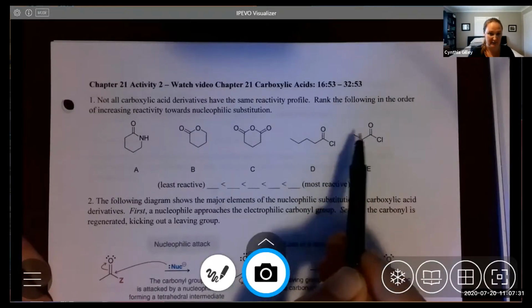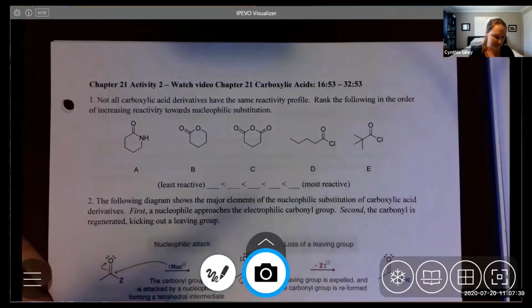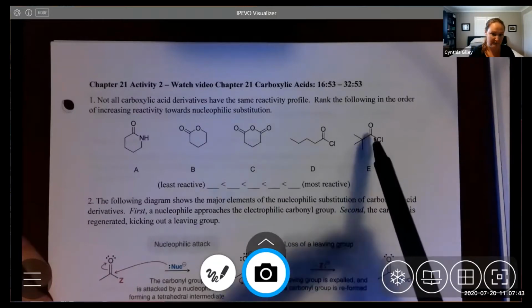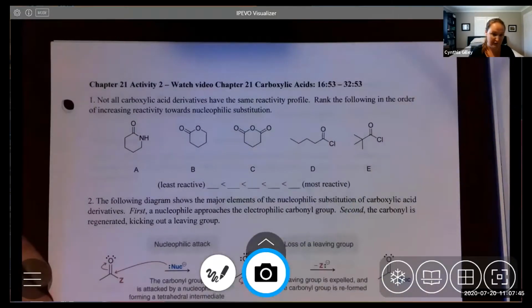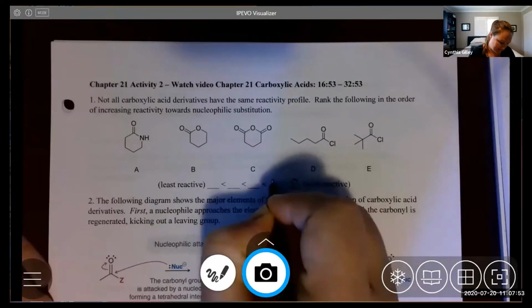So the rate will not be as fast because there'll be some hindrance towards the nucleophile coming in, because it comes in at a 120-degree angle, kind of like on the front or the back side of that planar carbon. So I would say the most reactive is definitely D, followed by E.